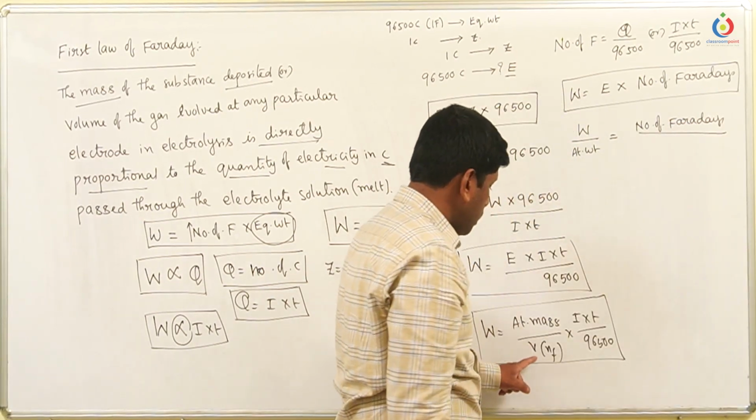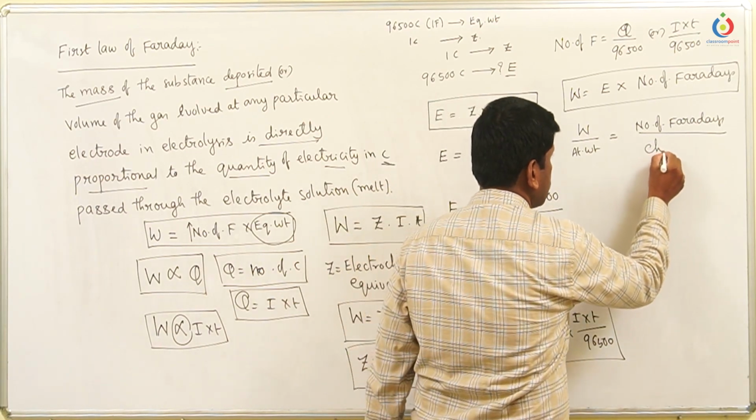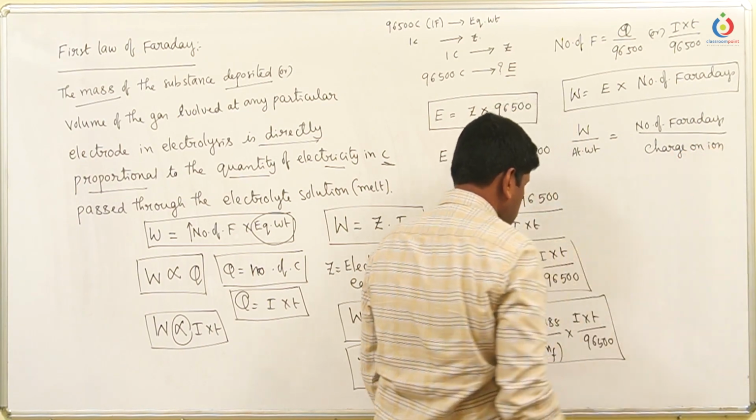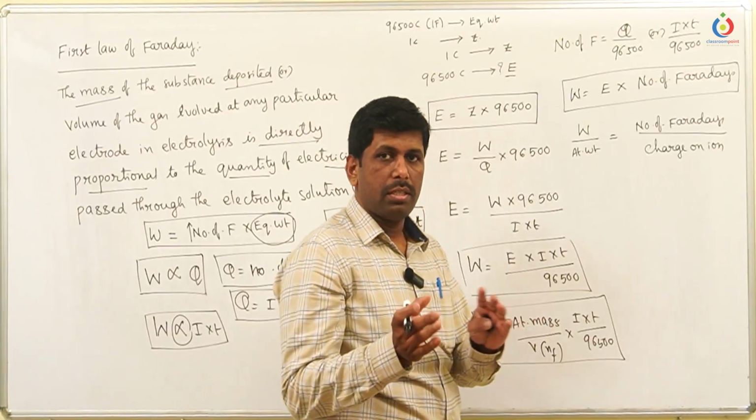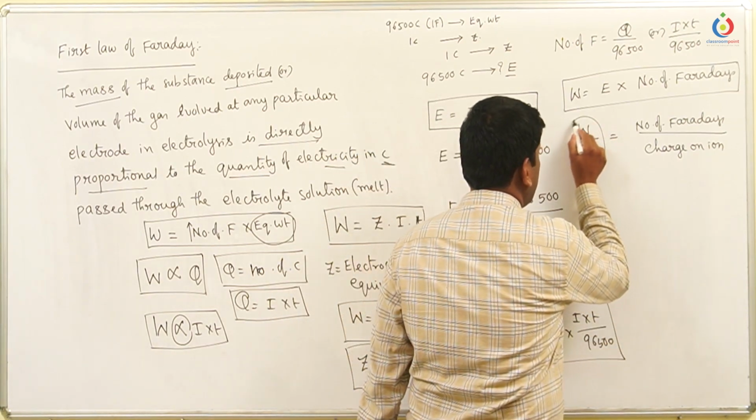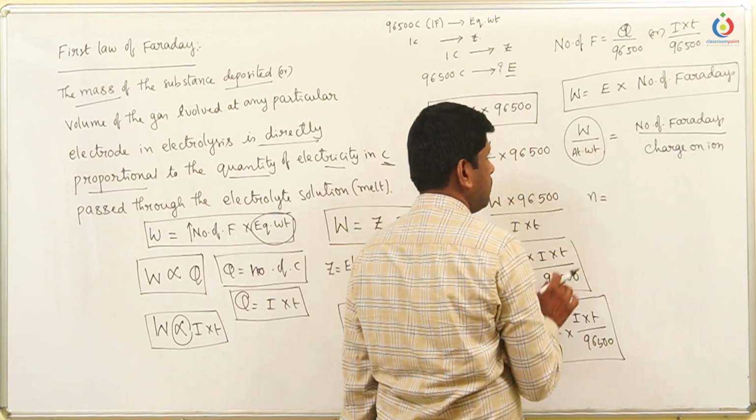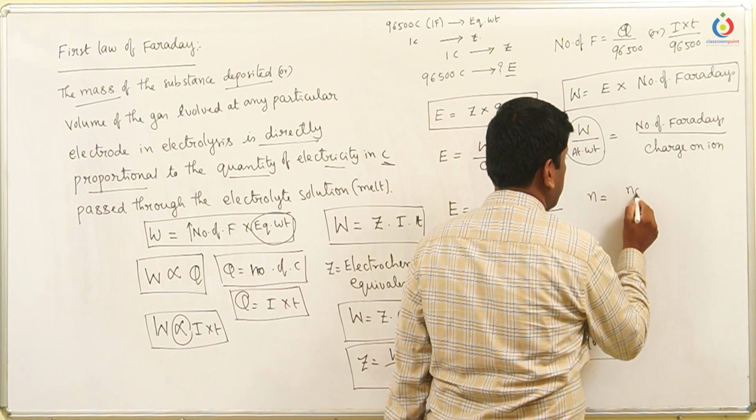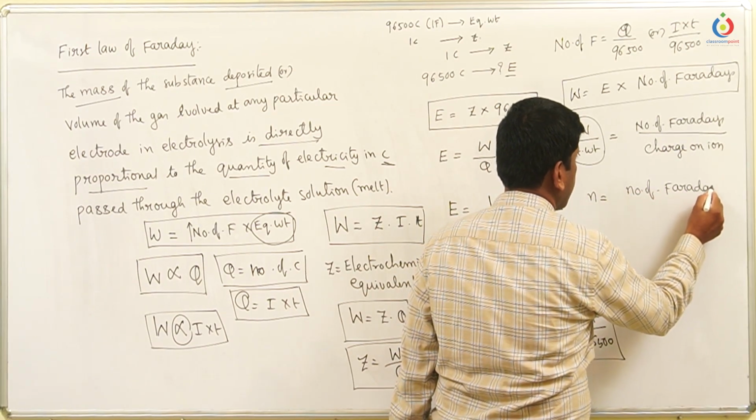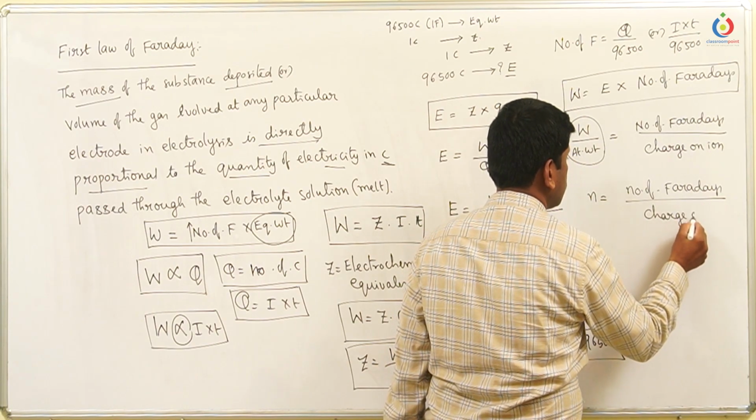divided by valency, meaning the charge of the ion. Charge on ion, since n factor for redox reactions is the change in the oxidation state. So here weight by atomic weight is known as the number of moles. Number of moles of the substance deposited is equal to number of Faradays divided by charge on ion.